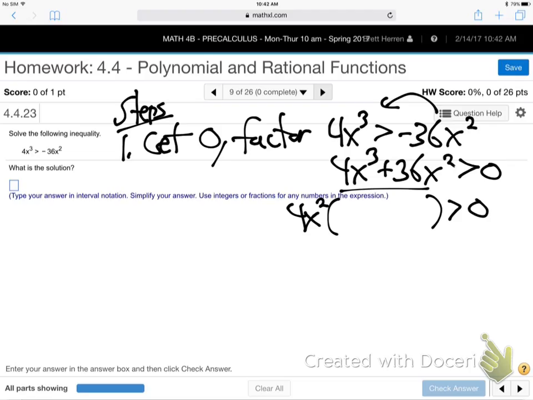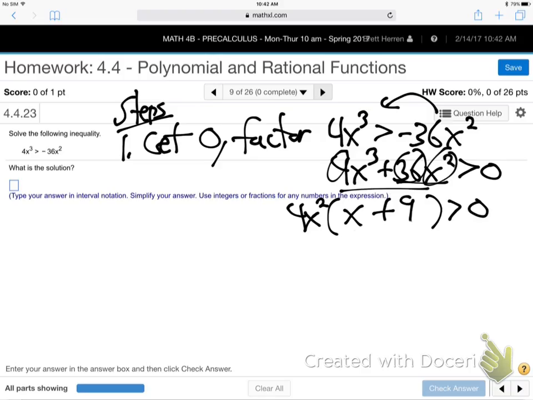4x squared, right? You take the number that goes into 4 and 36, which is 4, and you take the lower of the two powers, huh? And then 4x squared times what? Well, x, and 4x squared times 9. We'll go back to that one, huh? Good to there. Remember all that factoring? Okay. And now, what do we do?